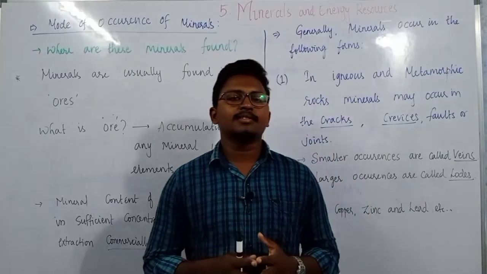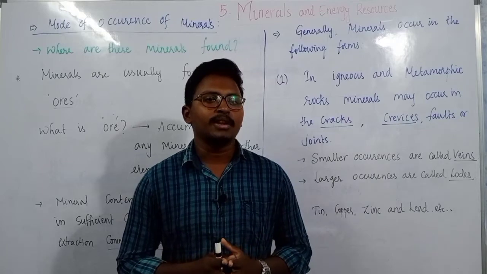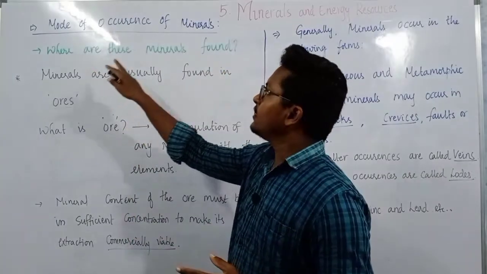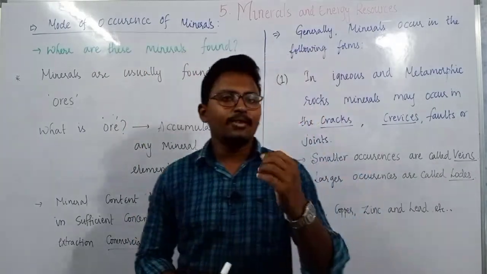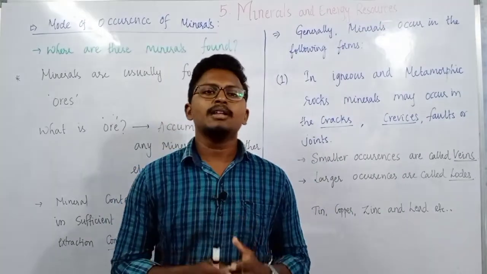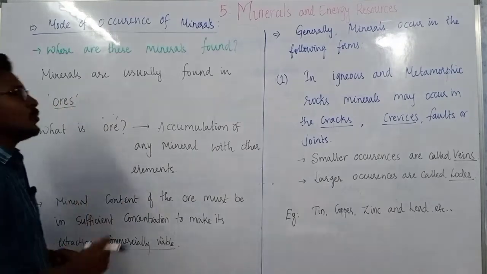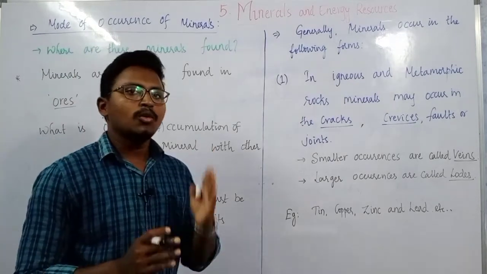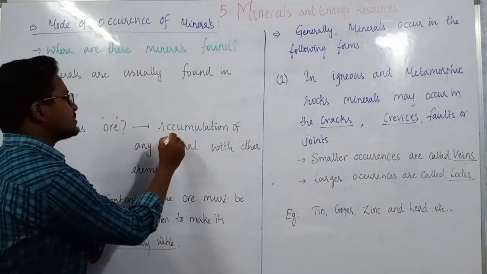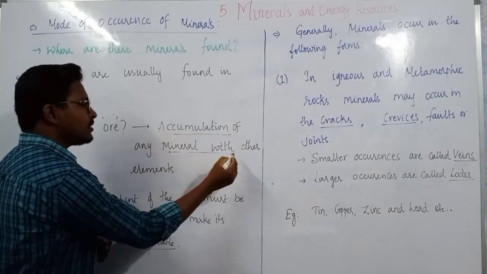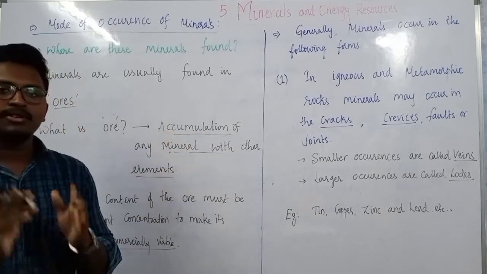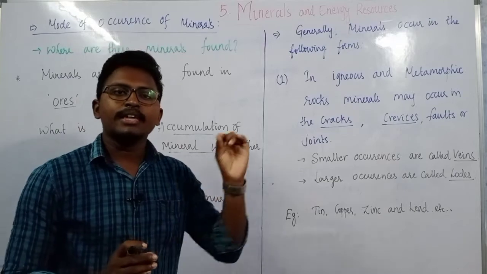Now let us discuss the mode of occurrence of minerals, which means where these minerals are found. That means where we can find these minerals. Minerals are basically found in something known as ores. What do you mean by an ore? Ore means, simply you can say, a combination of any mineral with other elements. Usually minerals occur in these ores.